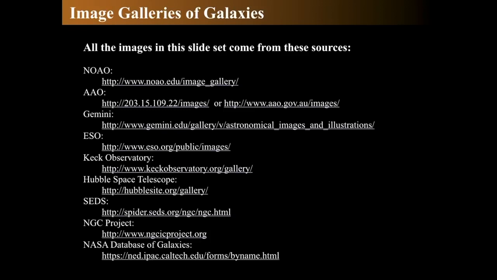I derived all of the images that you'll see from lots of different sources: the National Optical Astronomy Observatory, the AAO, the Australian Astronomical Observatory, the Gemini Observatory, the European Southern Observatory, the Keck on Mauna Kea, and lots of things from the Hubble Space Telescope. I even went to the SEDS group, and there's a guy that does the NGC project, trying to take pictures of all the NGC objects, and I looked at the NED database, which is the NASA Extragalactic Database of Galaxies. You can look at all of these to find these images, and everything I've done here comes from these places. A lot of these also appeared in Astronomy Picture of the Day, so if you Google APOD, you'll see many of these.